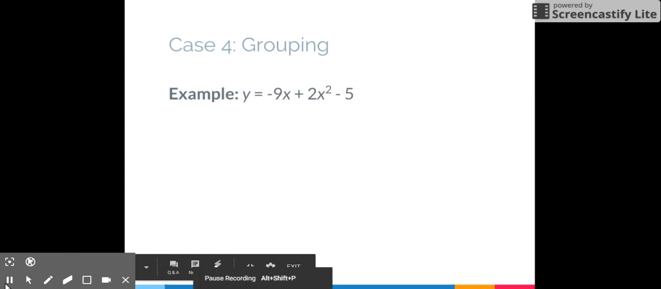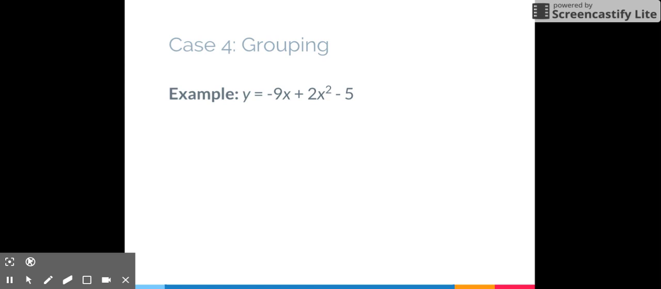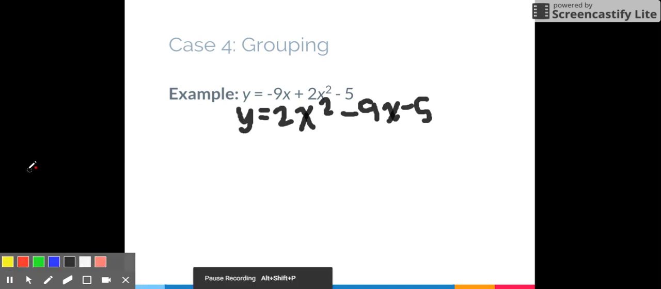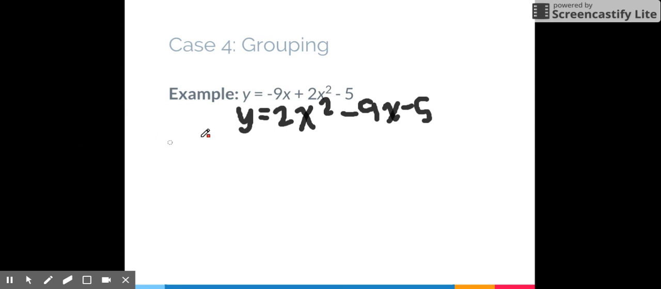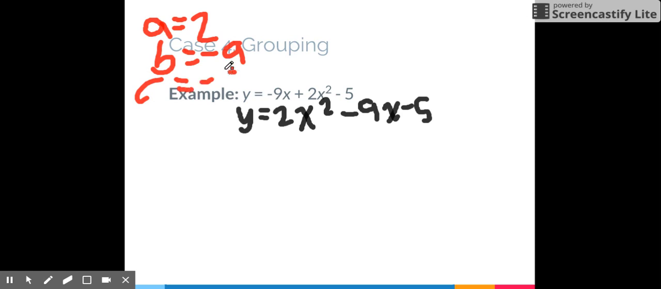So the first thing we need to do is make sure we have our quadratic actually in standard form. So we just need to do a quick rearranging of the terms. Now that we have it in standard form, we need to figure out what our a, b, and c values are. Some people will find it helpful to actually list it out by saying that a is equal to 2, b is equal to -9, and c is equal to -5. If you don't need to do that, that's fine.